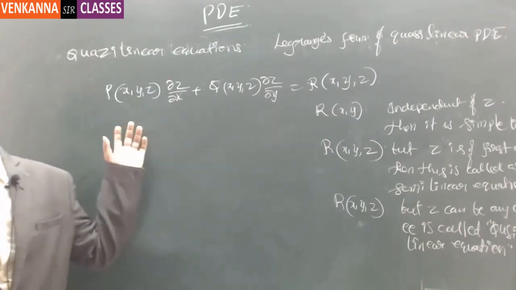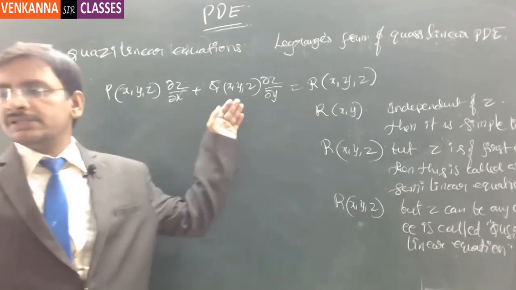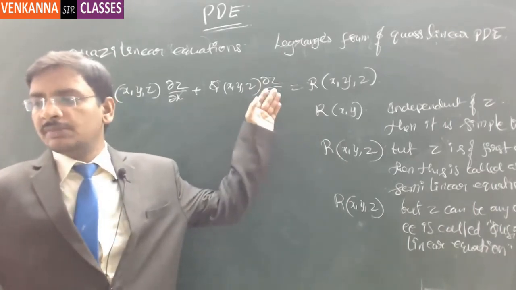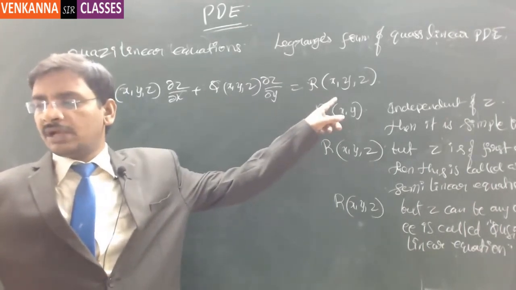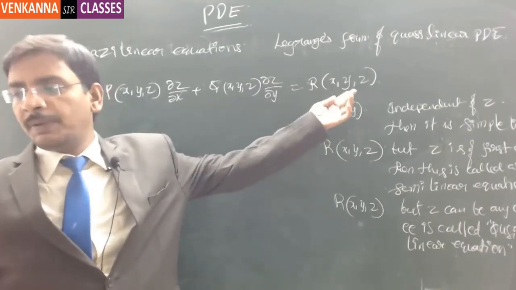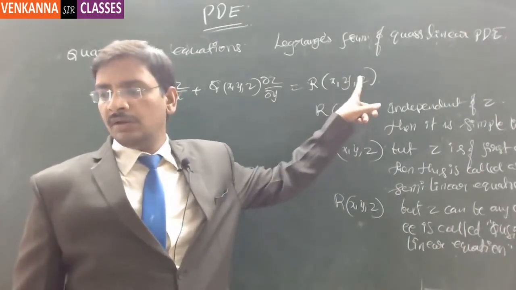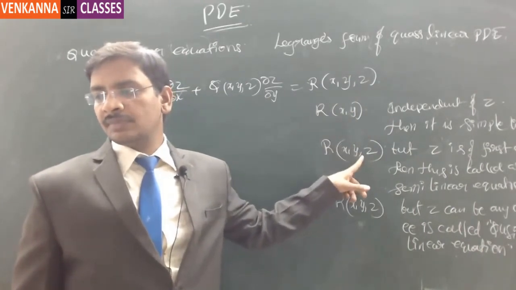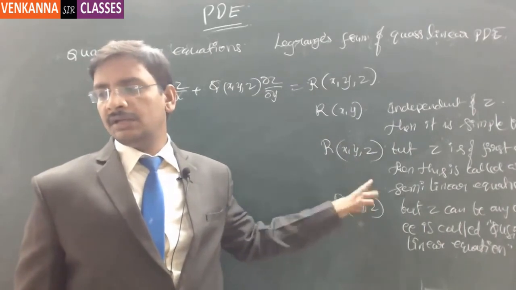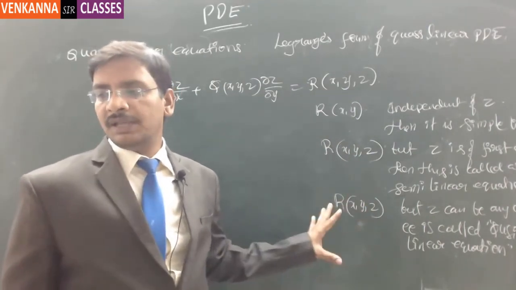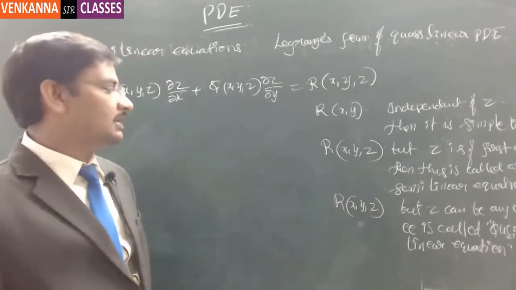So the left side is the same. P is a function of x comma y comma z getting multiplied by dou z by dou x, and Q is a function of x comma y comma z getting multiplied by dou z by dou y. R is a function of x comma y comma z, where if it is independent of z, z power 0, then this is called simple linear. If it is z power 1, then it is a semi-linear equation. If z is of any power, then it is quasi-linear. It is simply a function of x comma y comma z. Got it? So this is a quasi-linear equation.